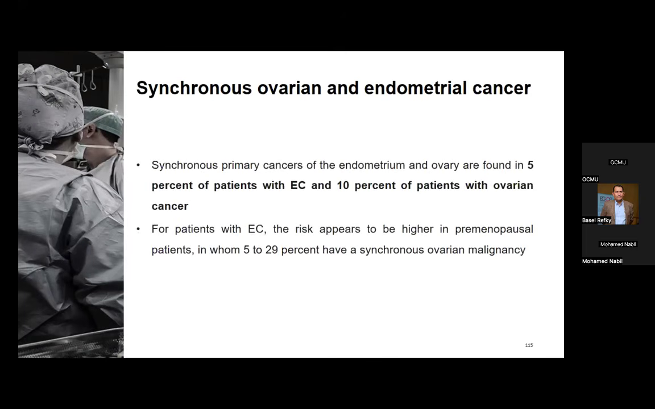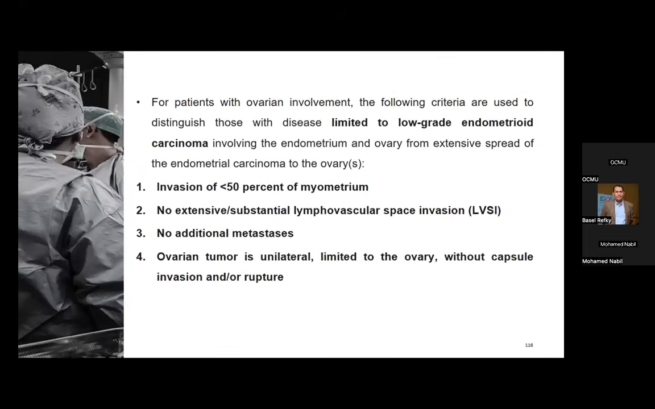So these are 2 or 3 important slides about the new FIGO staging and its implementation on the clinical and adjuvant therapy, as you said before. Synchronous ovarian and endometrial cancers: synchronous primary cancers of the endometrium and ovary are found in about 5% of patients with endometrial cancer and 10% of patients with ovarian cancer. For patients with endometrial cancer, the risk appears to be higher in premenopausal women than postmenopausal women. It may increase from 5% to 29% that they have a synchronous ovarian malignancy with the endometrial cancer.